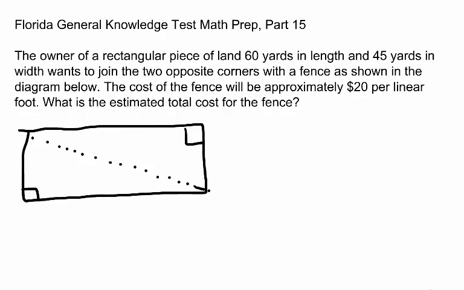The owner of a rectangular piece of land, 60 yards in length and 45 yards in width, wants to join the two opposite corners with a fence as shown in the diagram. The cost of the fence will be approximately $20 per linear foot. What is the estimated total cost for the fence?